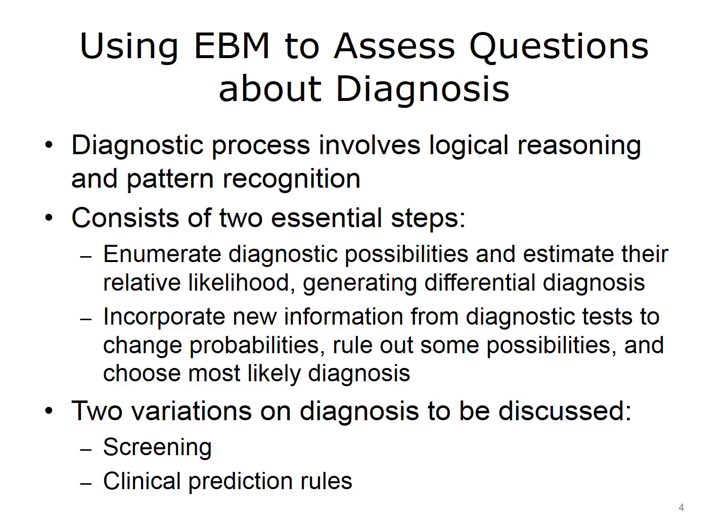In this lecture, we also discuss two variants on diagnosis. One is screening, which is the use of diagnostic tests to screen people who are healthy in an attempt to intervene early to alter the disease process. The second is clinical prediction rules, where many pieces of information, including diagnostic tests, are used to try to predict the presence or absence of a disease.